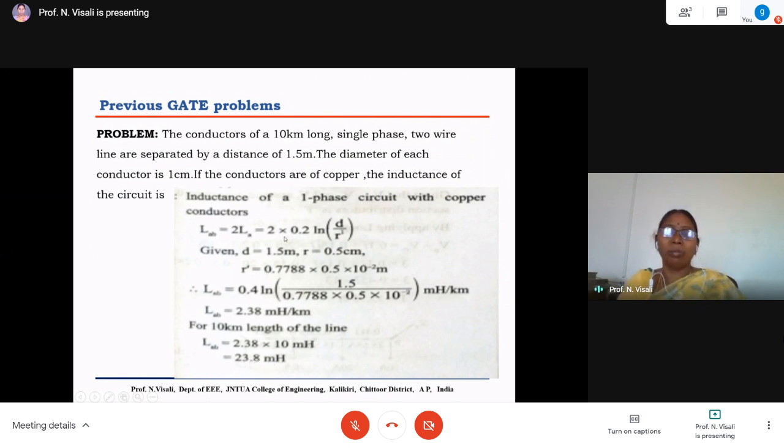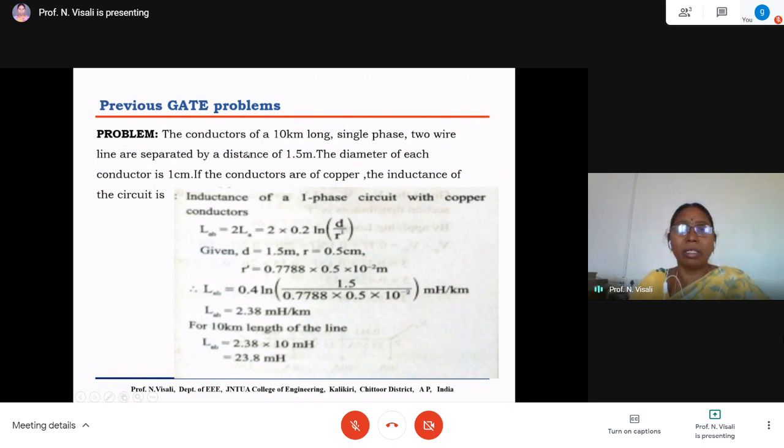Here maybe you will get a doubt: they have written 0.2 only, so why is it not 2 into 10 to the power of minus 7? Actually 2 into 2 is 4, so 4 into 10 to the power of minus 7 is henries per meter, but here they have considered 0.4 in terms of millihenries per kilometer. The 10 to the power of minus 7 they have modified, taking the change of units. So LAB is equal to 2.38 millihenries per kilometer.